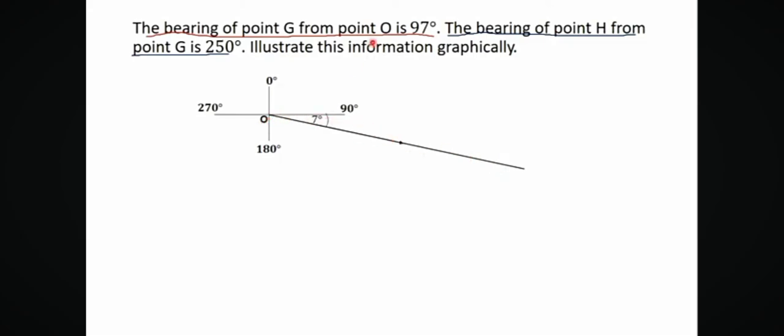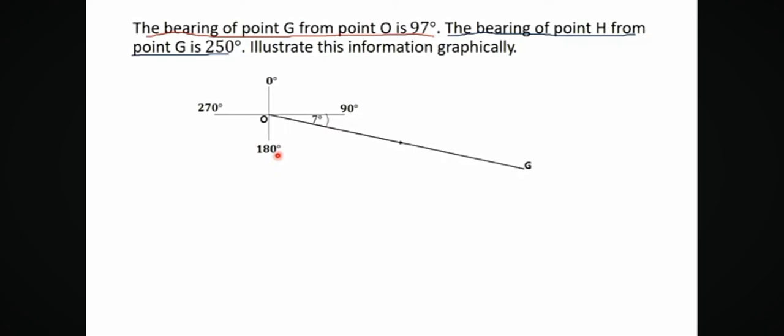So our starting point is O. We have indicated that. We have also drawn the angle, which is 97 degrees. The ending point is point G, so you indicate that point G. So we are done with the first part. The bearing of point G from point O is 97 degrees, and we have been able to represent that. Let's move on to the second part.